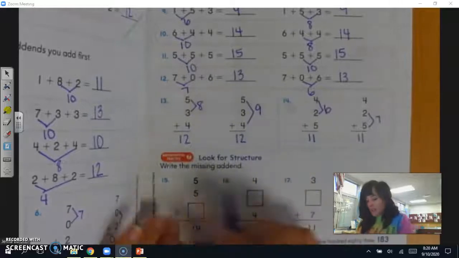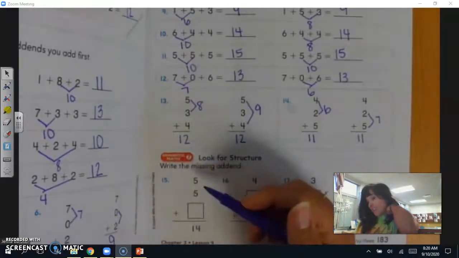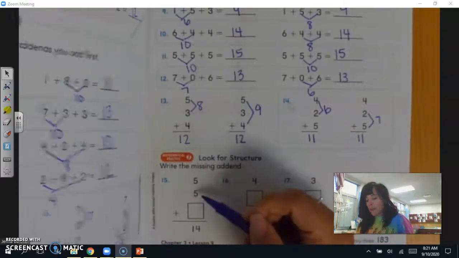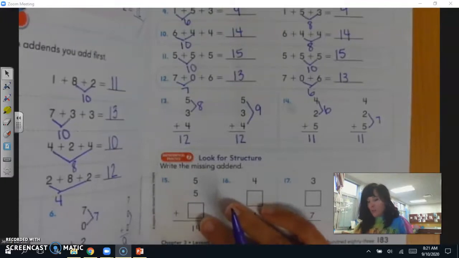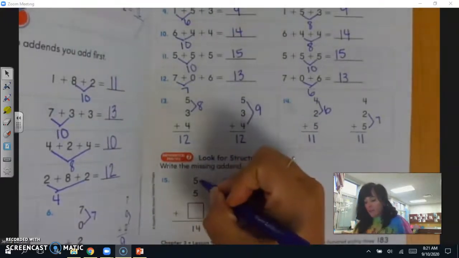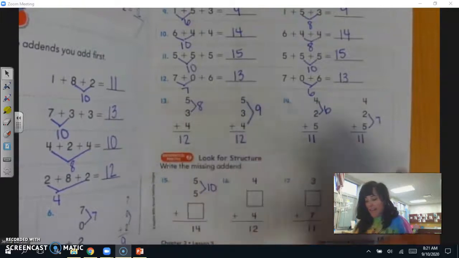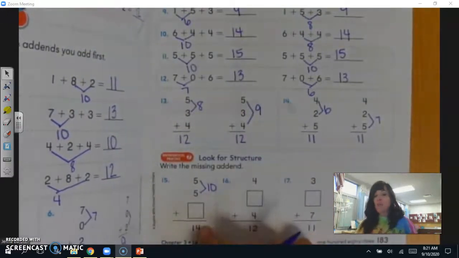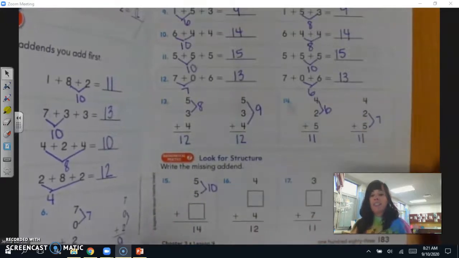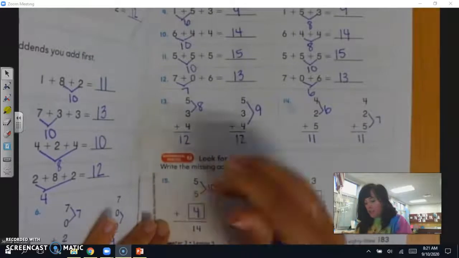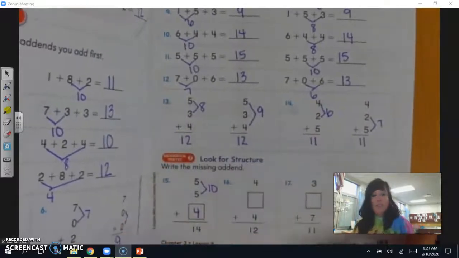Number 15. It says, write the missing addend. Okay, so this is a little bit different, right? So now we have 5 plus 5 plus something, and our answer is 14. So the first thing that we need to do is figure out what 5 plus 5 equals, right? 5 plus 5 equals 10. I need to get my answer to equal 14. So if I have 10 up here, how many more do I need to add to get to 14? So we're at 10. Let's add on until we get to 14. 10, 11, 12, 13, 14. So we need to add 4 more, because 10 plus 4 equals 14.